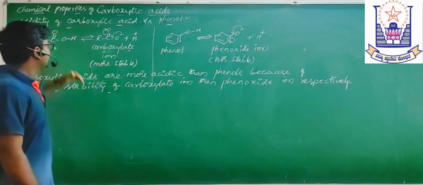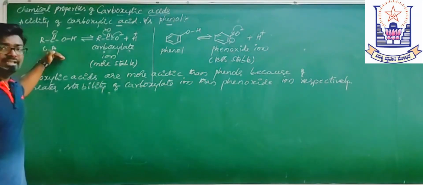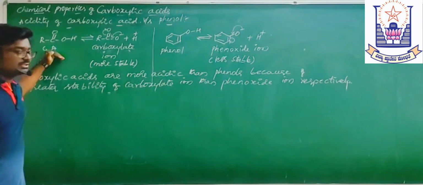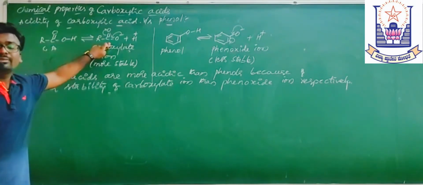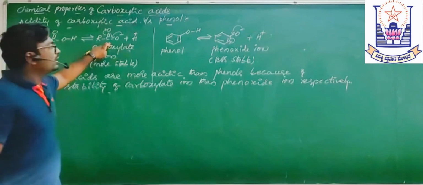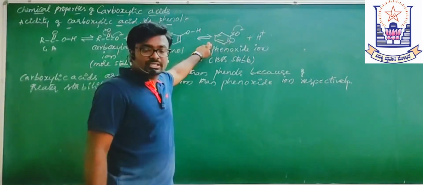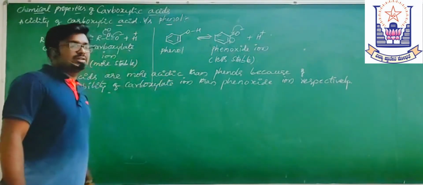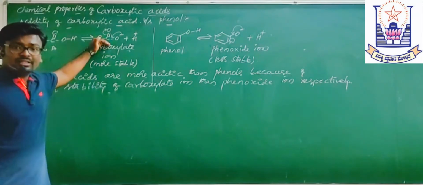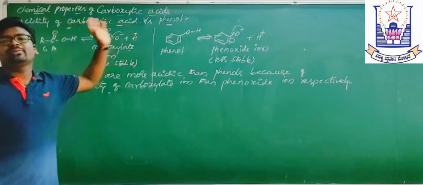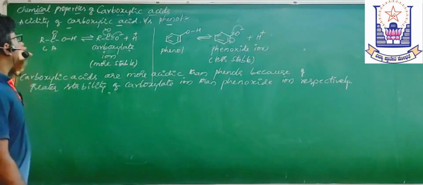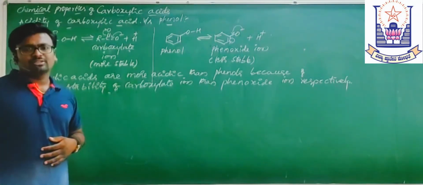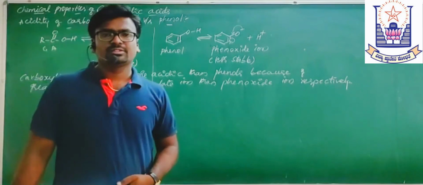Here, if the carboxylic acid loses a proton, then also it will be stable. But here it is not so stable when compared to the carboxylate. It is stable, that is why it is donating a proton immediately. So this is all about the acidity of carboxylic acids and phenols particularly.